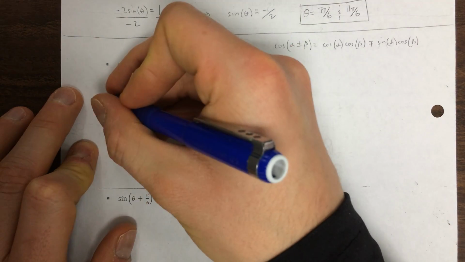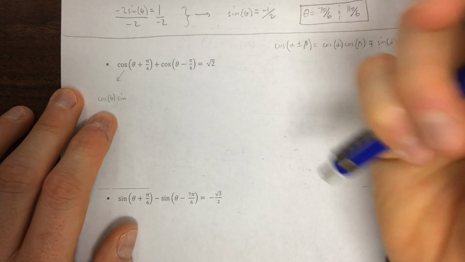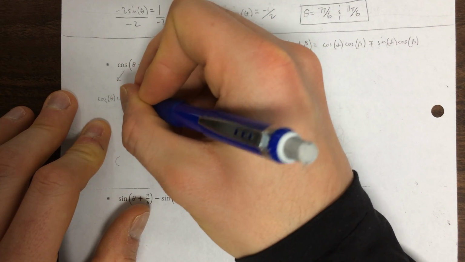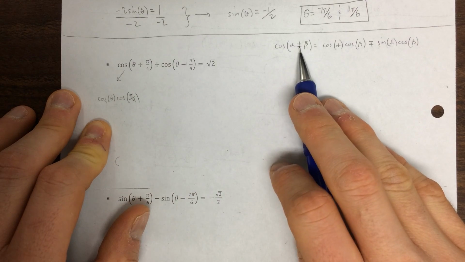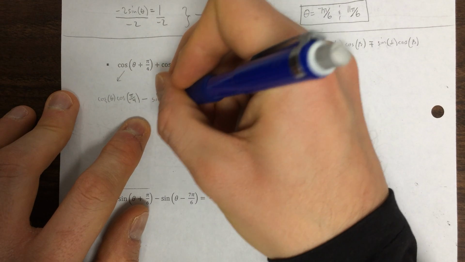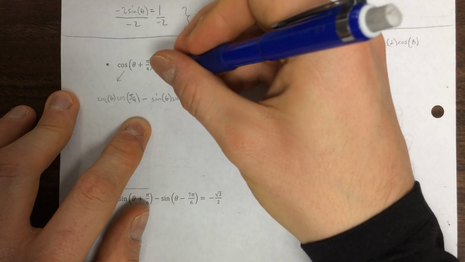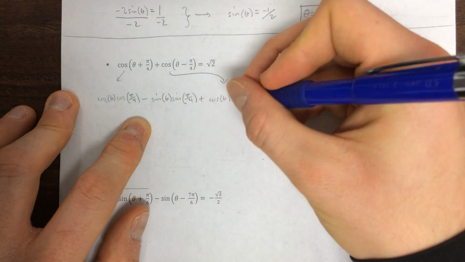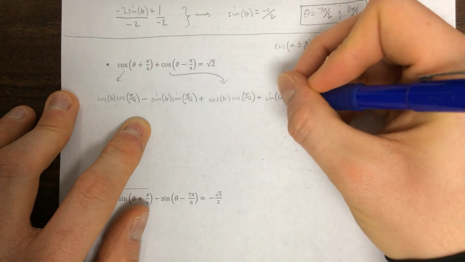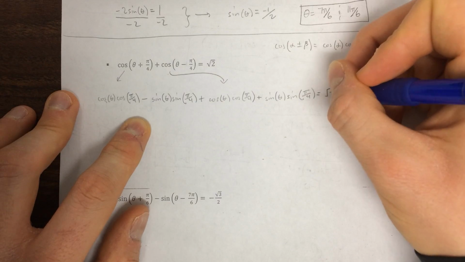So this piece here, we have cosine theta, cosine, not sine, using the formula, cosine pi over 4. Now again, because it's addition here, addition is on top here, subtraction there. So minus sine theta sine pi over 4, plus, and then I'm replacing this part here, cosine theta cosine pi over 4 plus sine theta sine pi over 4, all of this equals square root of 2.